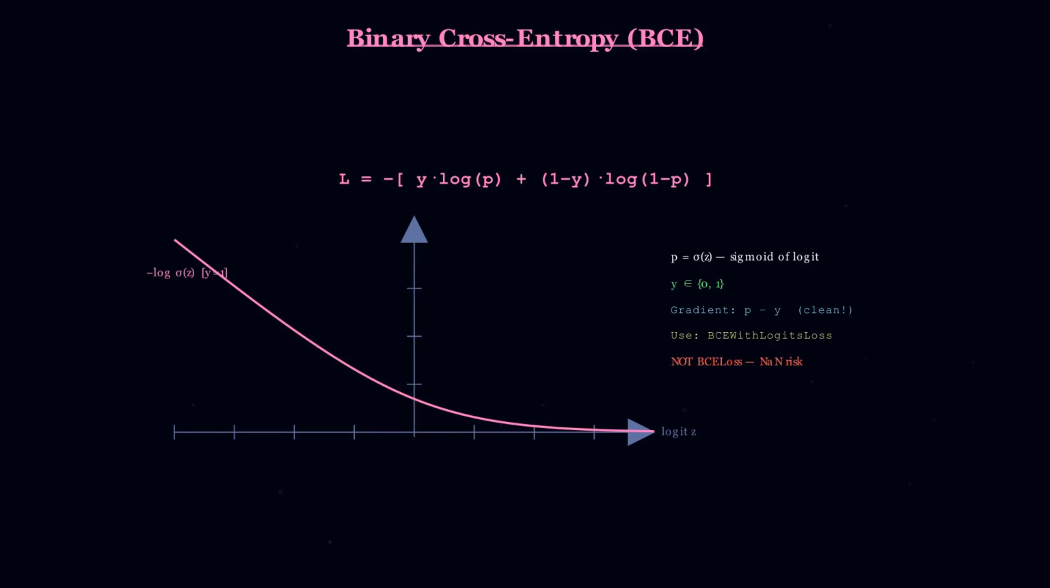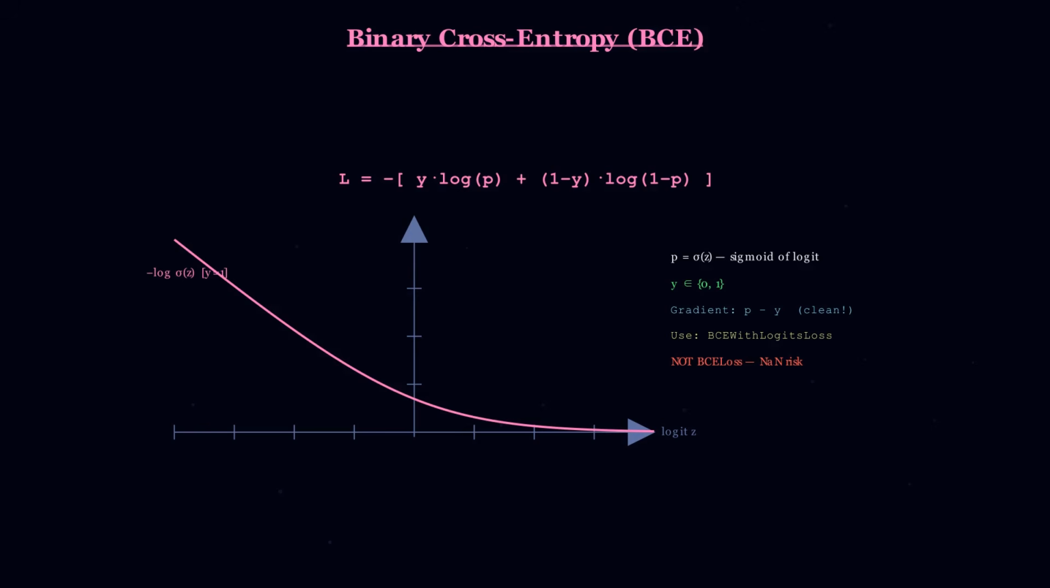Critical: use BCEWithLogitsLoss in PyTorch, not BCELoss. BCEWithLogitsLoss takes raw logits, applies sigmoid internally, and uses the numerically stable log-sum-exp trick. BCELoss takes probabilities and can produce NaN when p is very close to 0 or 1.